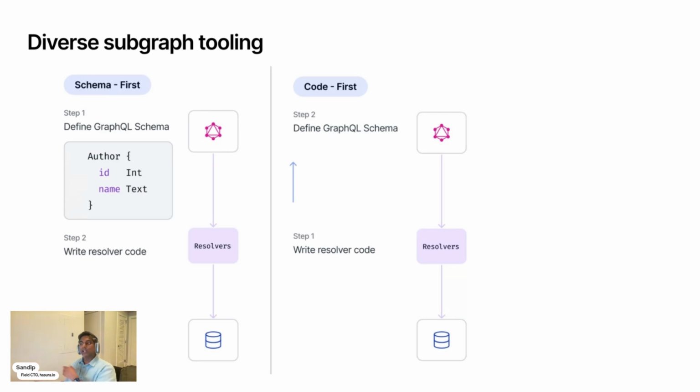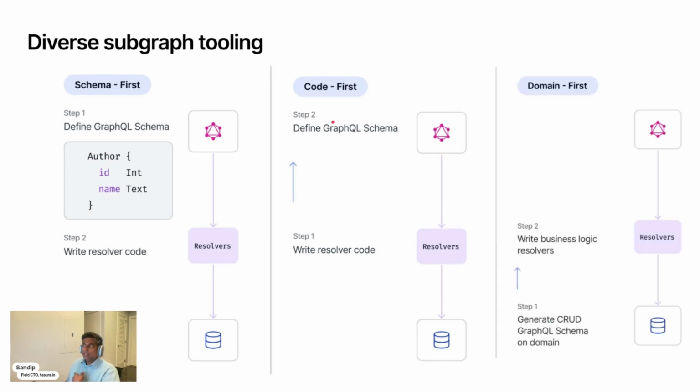That's the kind of thinking that led people to do other things like code first, where if you have code, you can generate a GraphQL schema on top of it. So this is code first. And the third approach is domain first, where if you already have types in your domain, which usually come from your database, just generate most of your GraphQL schema from it, and allow the definition of business logic to customize this if any of that is needed.